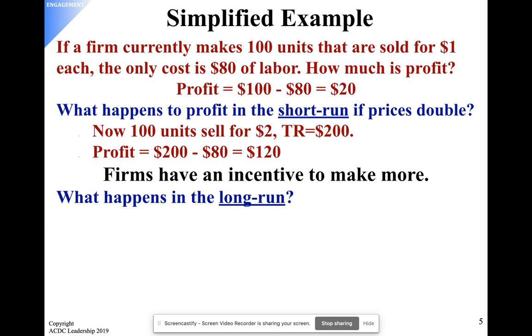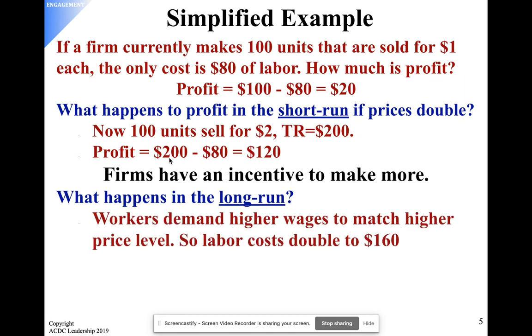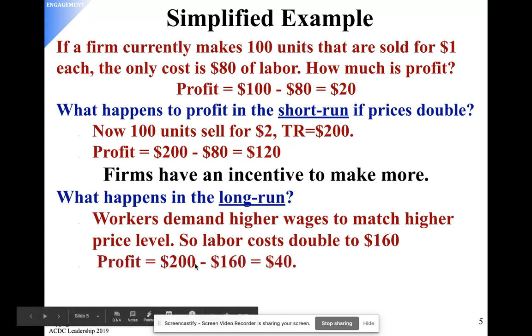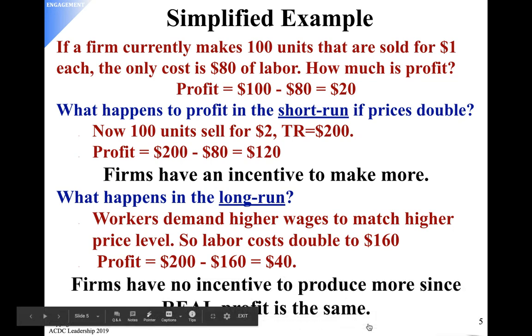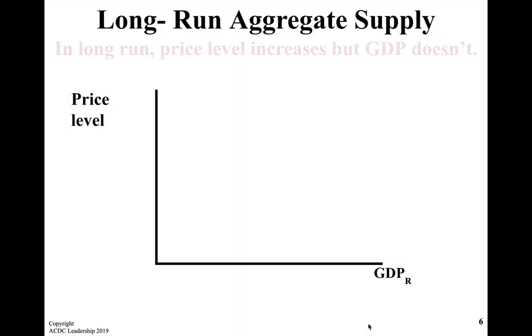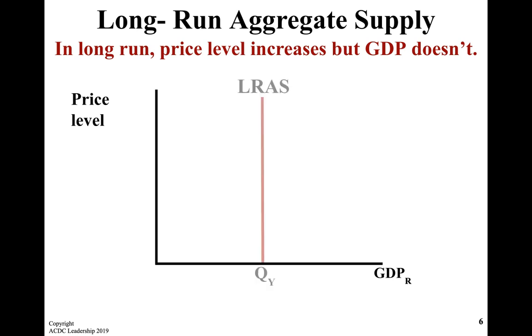Now, in the long run, guess what's going to happen? These labor prices are going to increase in response to the price increase. So if wages start to match the higher price level, that's going to double. So now we have our profit of 200 minus 160. Our profit now is $40. Guess what? Firms don't have an incentive to produce more since the real profit is actually the same at this point.